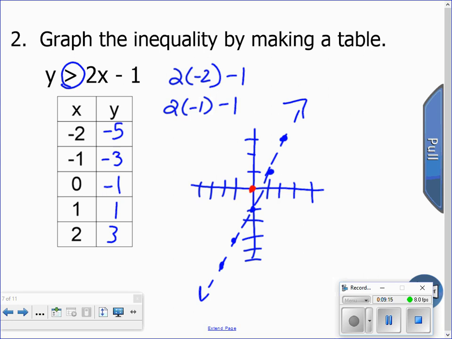We want to plug that point into our inequality. So we have 0 is greater than 2 times 0 minus 1. We're using that test point: the x was 0, the y was 0. Easy point for us to use. When we plug that in, we get 0 is greater than -1.